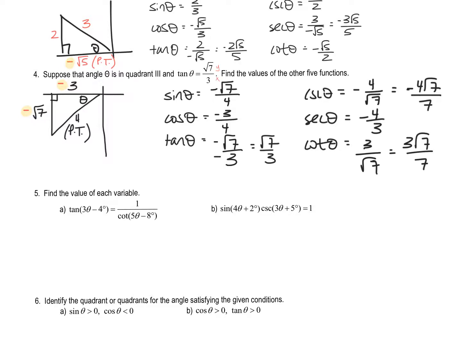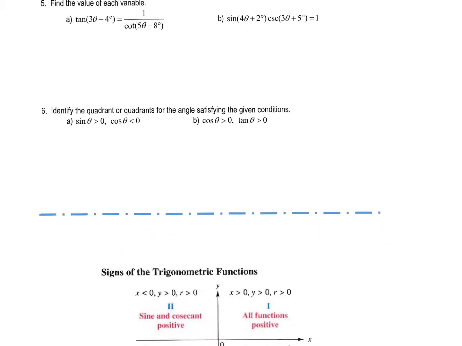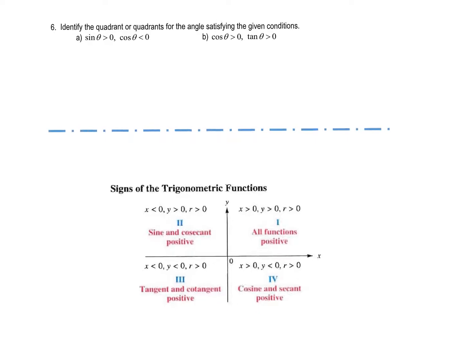Okay, I do want to skip number 5 A and B, but I want to go down into number 6, and then we will be donezo, okay?